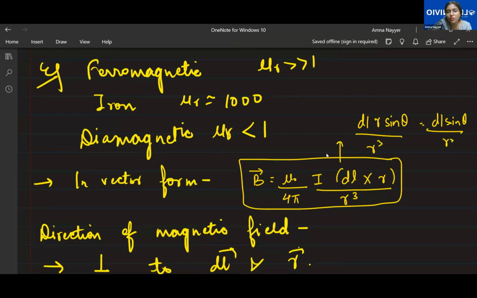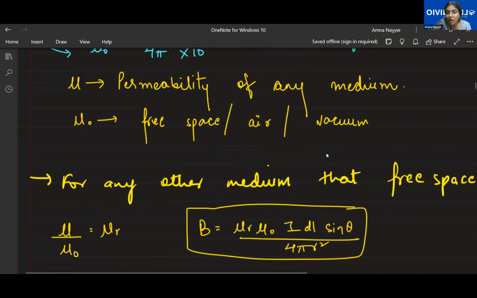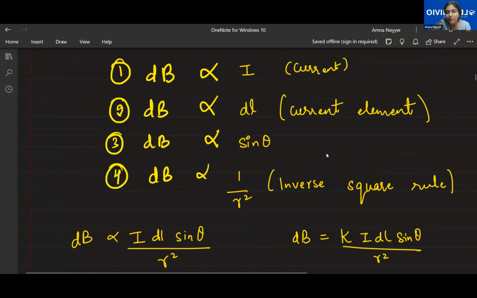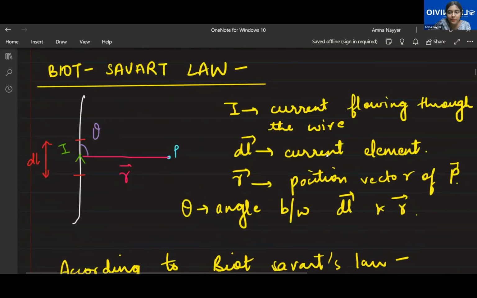Now tell me, is the whole story of Biot-Savart law clear? Permeability, you've understood? Anything you want to ask anyone? Is it clear or not? Relative permeability, I'm not able.